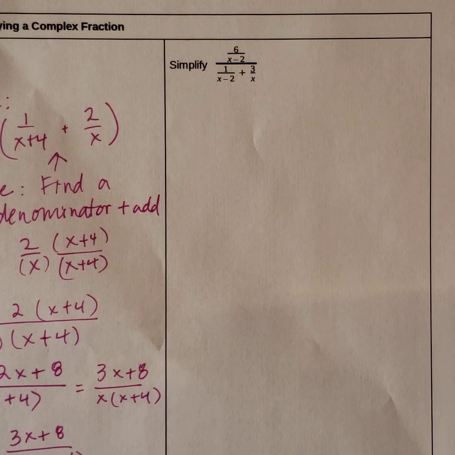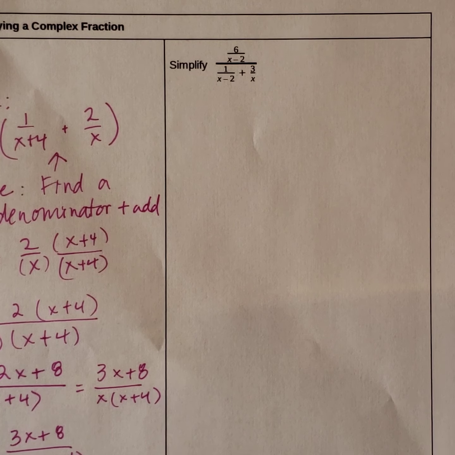Again, we need to, on the right side, and this doesn't always occur on the right side, it just happens to on these particular problems, find a common denominator and then add it together, which again is what we did in the previous problem. So we have 1 over x minus 2. We're trying to add that to 3 over x.